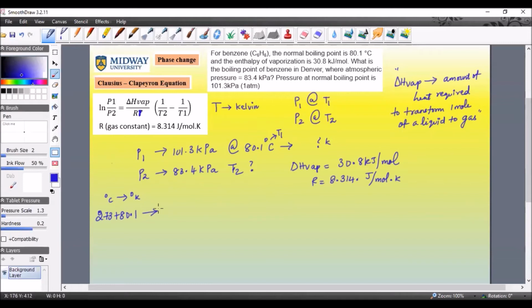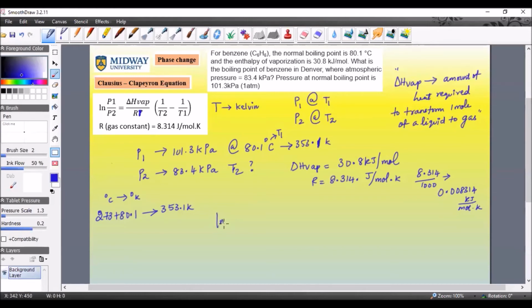So 273 plus 80.1 is 353.1 Kelvin. Then to convert to kilojoules, we divide 8.314 by 1,000. To go from joules to kilojoules, we divide by 1,000, which gives us 0.008314 kilojoules per mole Kelvin. Now we are ready to tackle the problem.